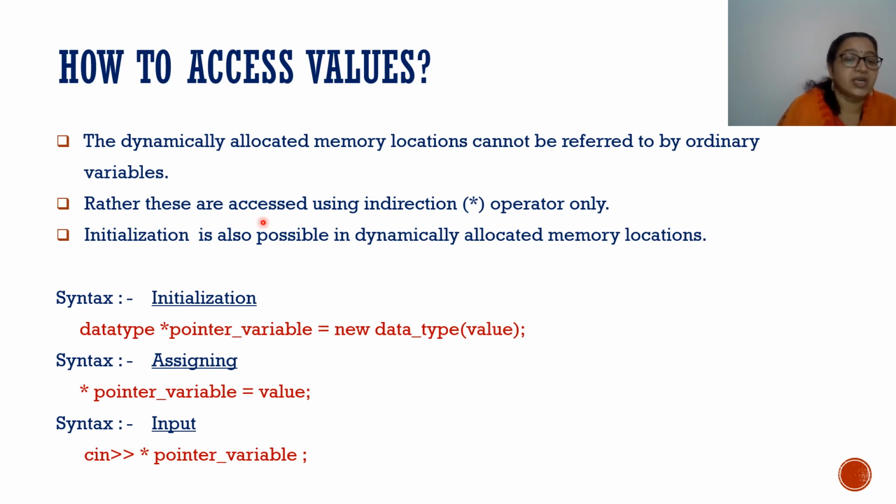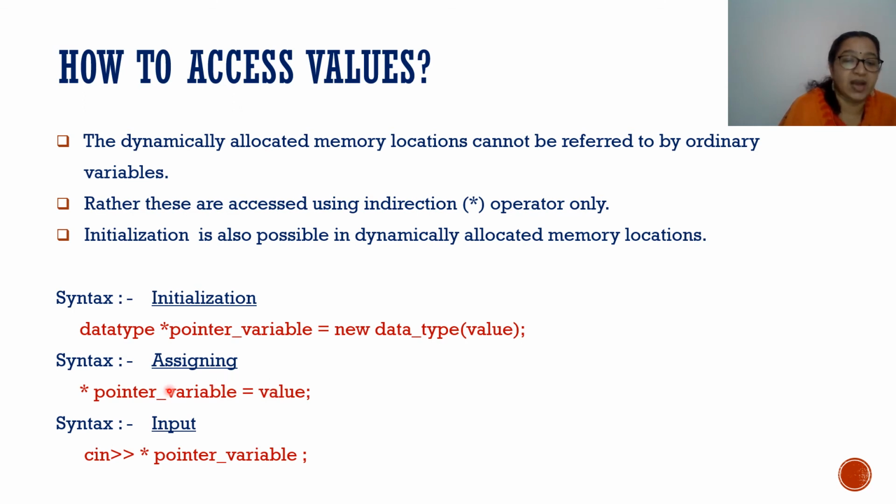Understood? Now the next one is assigning. Assigning means the cells are already there. We created them by using the new operator. Now, how can we assign values without a name? Through the pointer variable, we can assign the values. But by using which one? That asterisk sign. That is the point here. It is accessed using the indirection operator only. See, the indirection operator, then the pointer variable is equal to value.